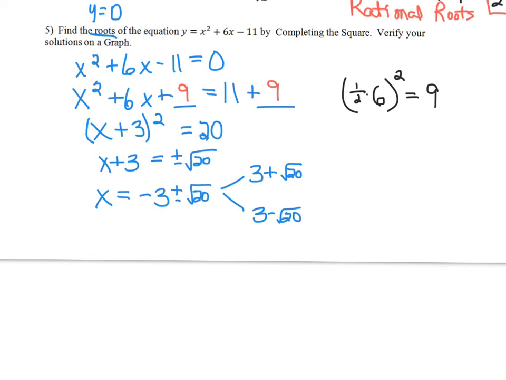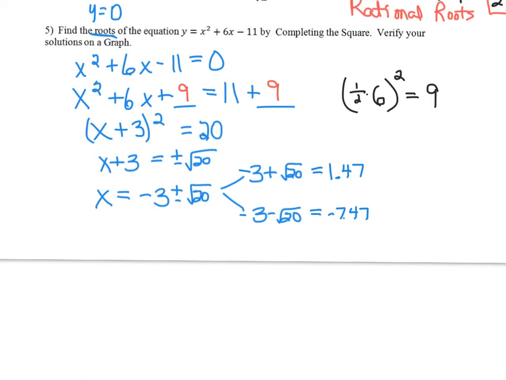So basically I am just going to type into my calculator negative 3 plus the square root of 20. I forgot the negative there. Negative 3 plus the square root of 20. And when I do that, I got the solution rounded, 1.47. Now let's do negative 3 minus the square root of 20. And when I did that on my calculator, I got negative 7.47. And again, that's a rounded solution.